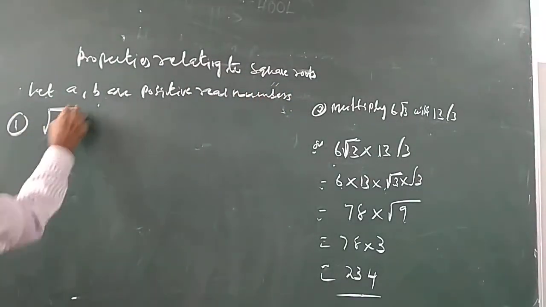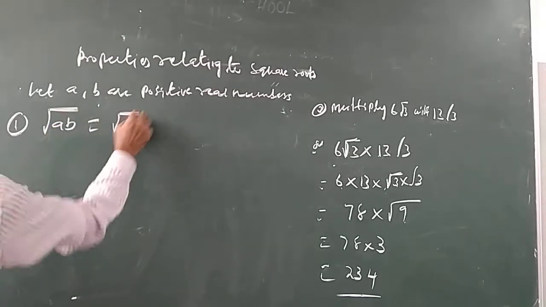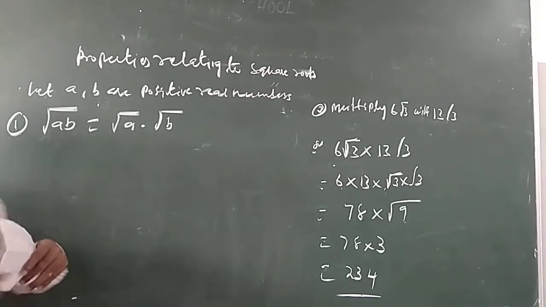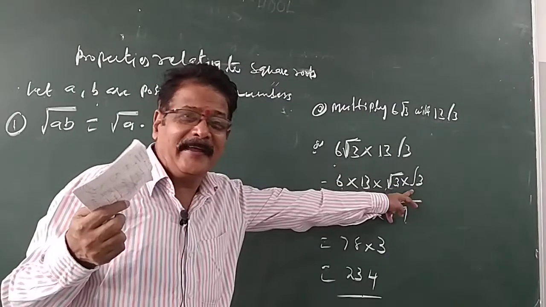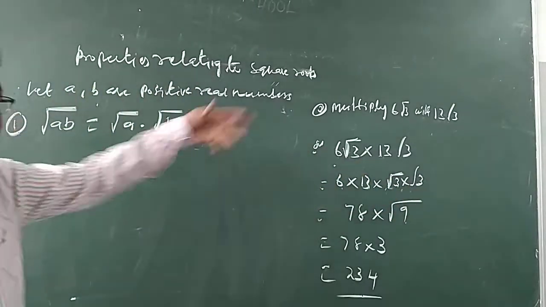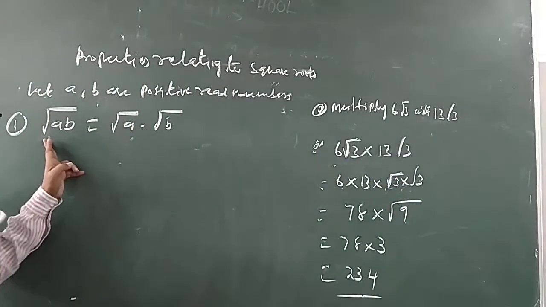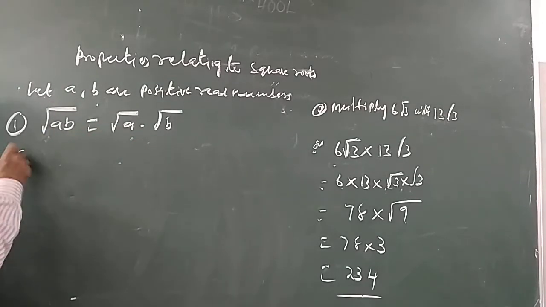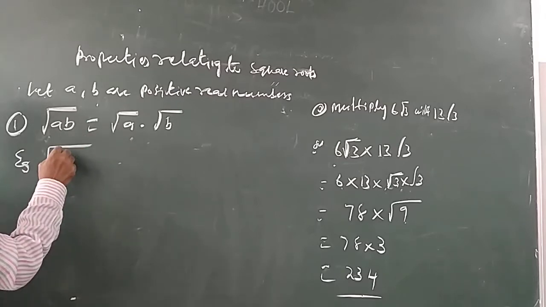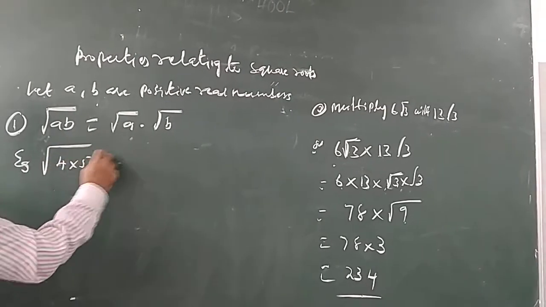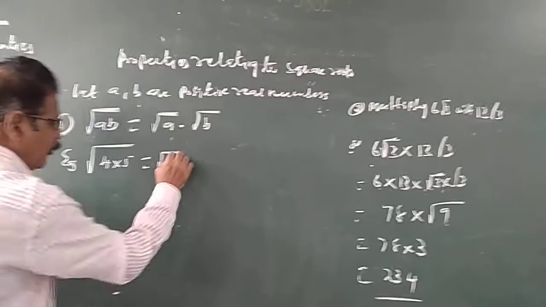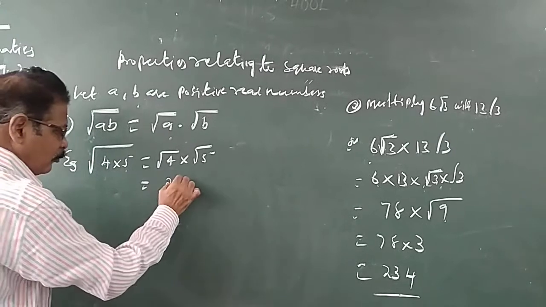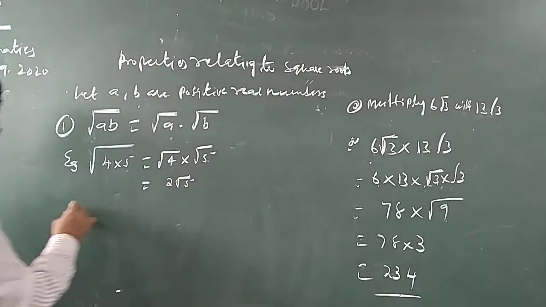First law: the square root of AB can be written as root A into root B. When they are together, write them separately. Root AB means root A into root B. Example: the square root of 4 into 5. How can you write this? Root 4 into root 5. The square root of 4 is 2, so it is 2 root 5.